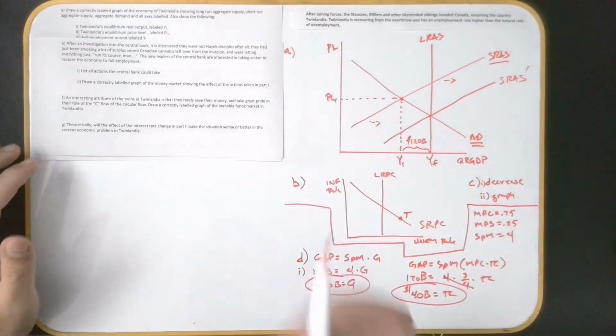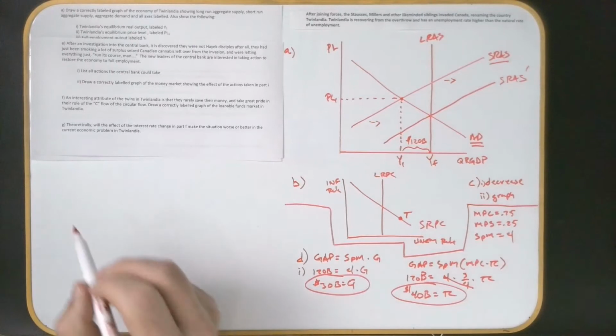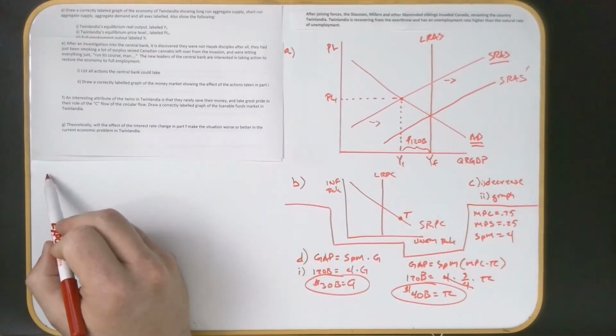All right. After an investigation into the central bank, it's discovered that they were not Hayek disciples after all. They had just been smoking a lot of surplus seized Canadian cannabis left over from the invasion, and were letting everything just run its course, man. The new leaders of the central bank are interested in taking action to restore the economy to full employment. So list all the actions the bank could take. Well, if they're in a recession and we have, where are we at here? E.